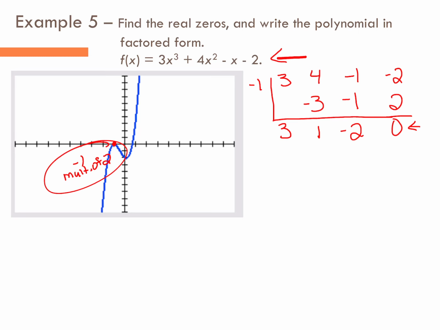Because this is multiplicity of 2, that means, guess what? I'm going to use it one more time. So bring down my 3 again, -3, -2, 2, and 0. We ignore this when we do our synthetic division.